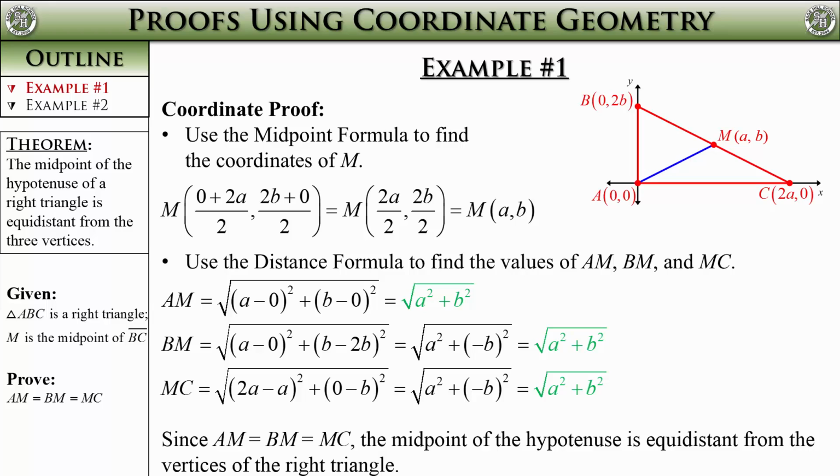This theorem can also be proved in other ways, but this is what it would look like in a coordinate proof. Instead of two columns or a paragraph, we have a statement followed by the math to support that statement. Keep doing that, making statements and then supporting them with the math until you get to your prove line. That's how a coordinate proof works.